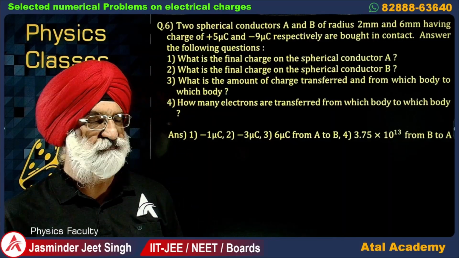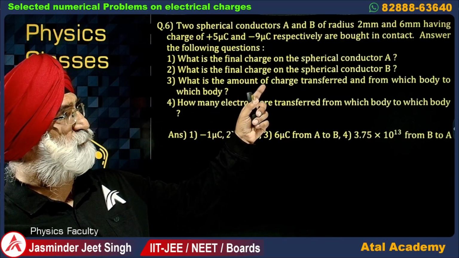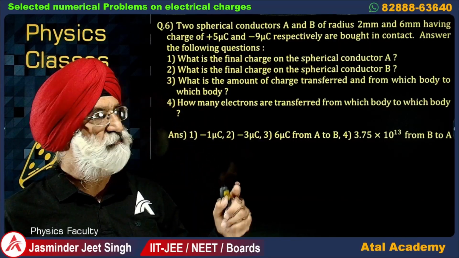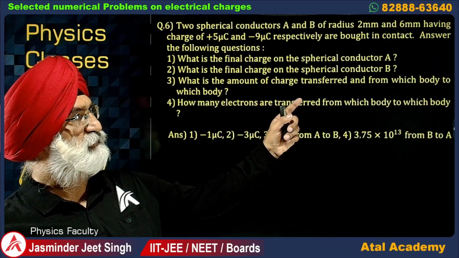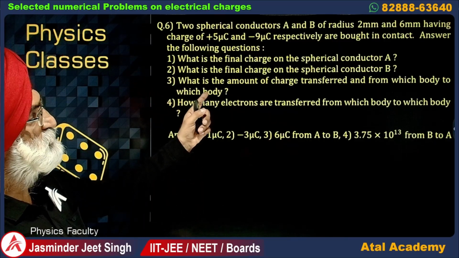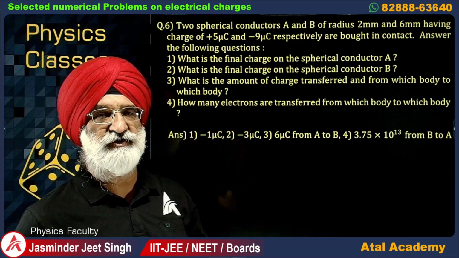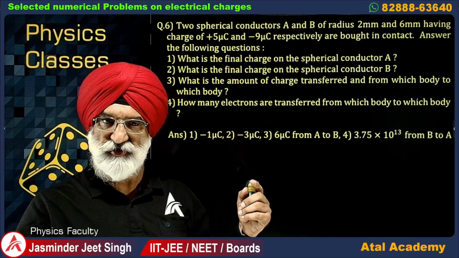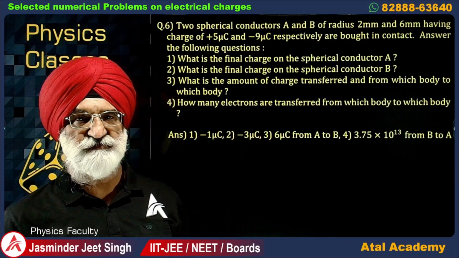Numerical number 6. Two spherical conductors A and B of radius 2 mm and 6 mm having a charge of plus 5 microcoulomb and minus 9 microcoulomb respectively are brought in contact. Answer the following questions. What is the final charge on spherical conductor A? What is the final charge on spherical conductor B? What is the amount of charge transferred from which body to which body? How many electrons are transferred from which body to which body?